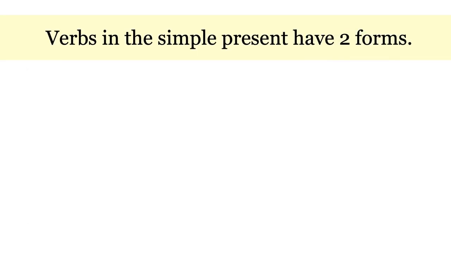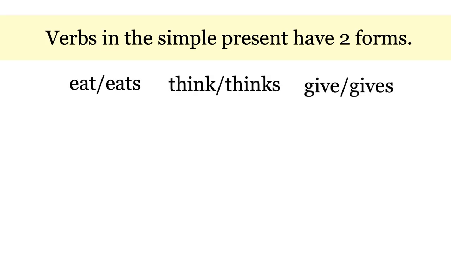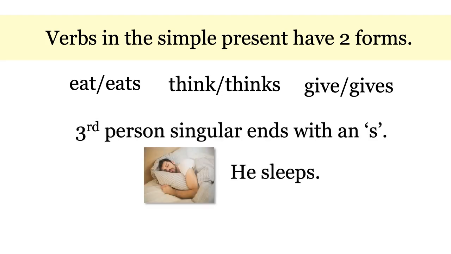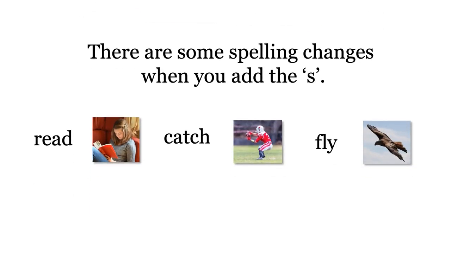Verbs in the simple present have two forms, like eat, eats, think, thinks, and give, gives. Third person singular ends with an S. He sleeps. There are some spelling changes when you add the S. Reads, sometimes you just add S. Catches, sometimes you add ES. And flies. Sometimes you have to drop that Y and add IES.